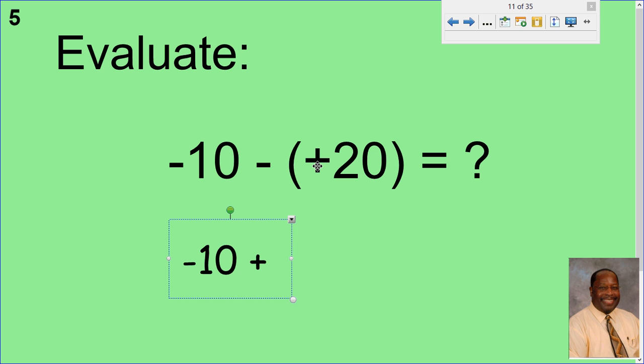So now I'm going to take this positive 20, and I'm going to change it to its opposite. The opposite of positive 20 is negative 20. Now I'm going to use my rules for addition. I have negative 10 plus negative 20.